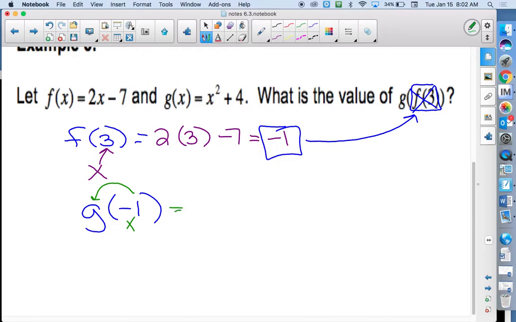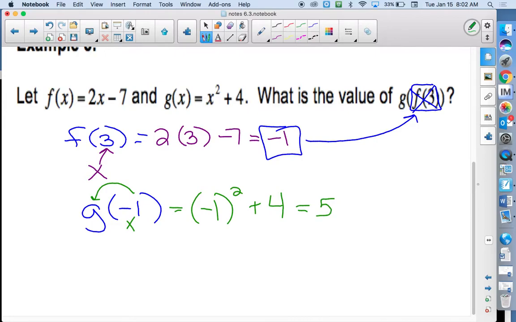The g function says x squared plus 4. Well, x is -1, so we have -1 squared plus 4. So substitution is happening twice there. You replace x in the f function, you get an answer, and then you move to the g function. So Julia, -1 squared plus 4 is 5.